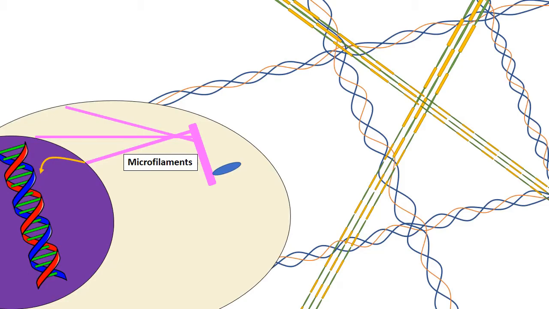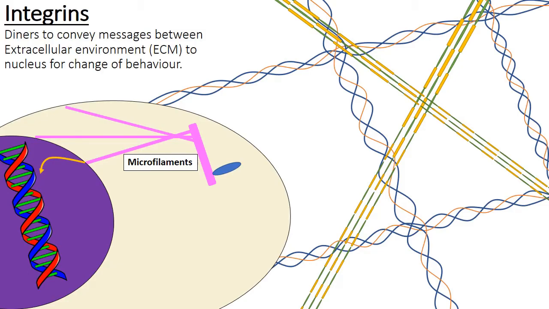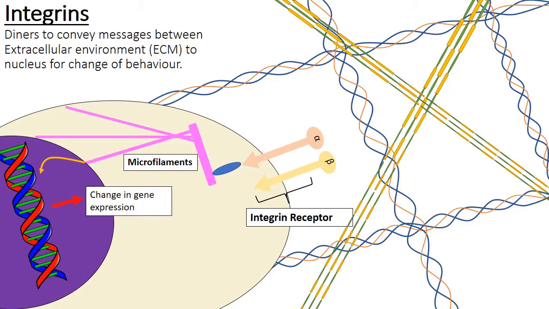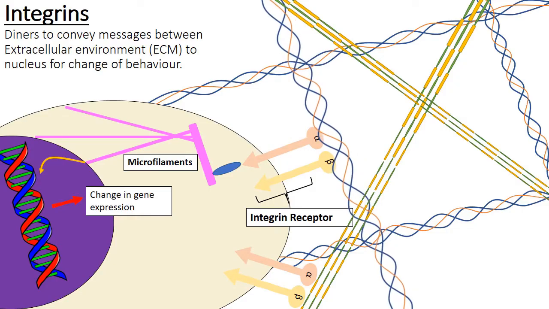Finally, integrins are cell receptors that span the membrane. Within the cell, these receptors bind to microfilaments to convey stretch and pull messages to the cell to change behavior and respond to the local environment. On the outside, they are connected to the ECM to also allow cells to send and receive messages.